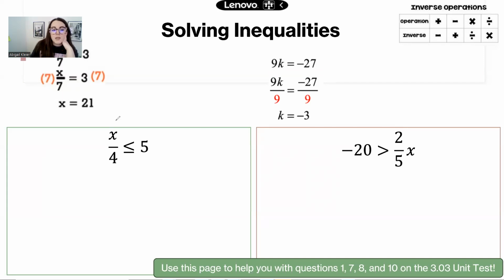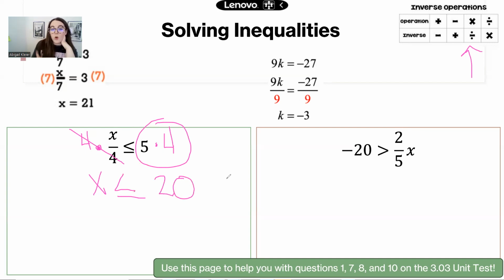So in this situation, x is being divided by 4. So we have to look at our inverse table up in the corner here. What is the opposite of dividing? Well, the opposite of dividing by 4 would be multiplying by 4. So I multiply both sides by 4. X is less than or equal to, and I have 5 times 4, which is 20.